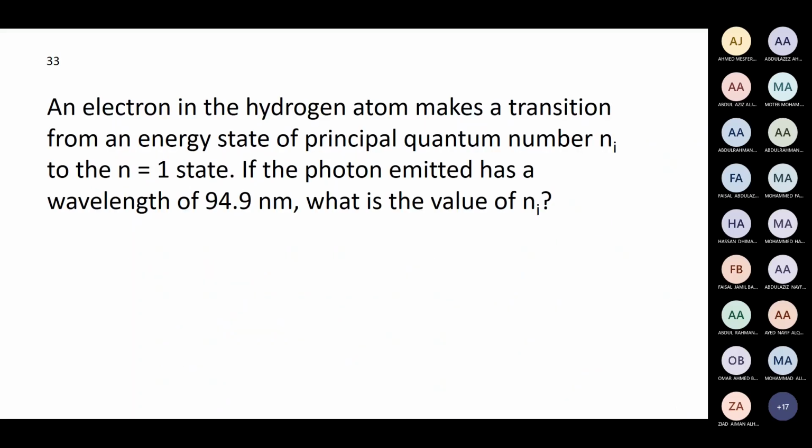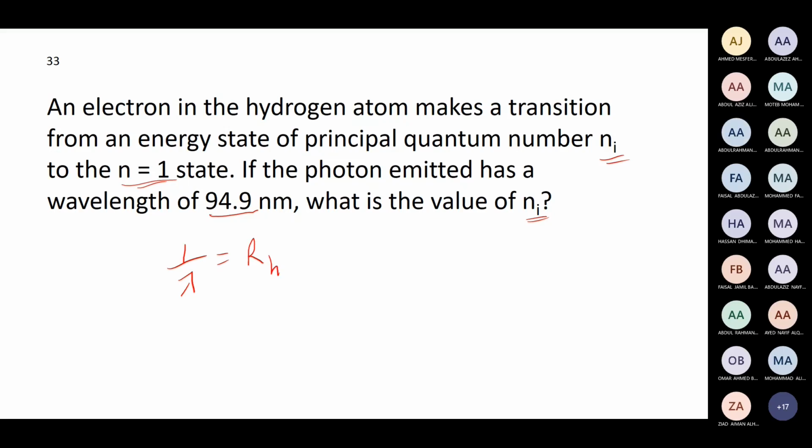Okay. An electron of a hydrogen atom makes a transition from an energy state of principal quantum number n equal to Ni to n equal to 1. If the photon emitted has a wavelength of 94.9 nanometer, what's Ni? Can you do this problem? Which law are you going to use? 1 over lambda equal to what?